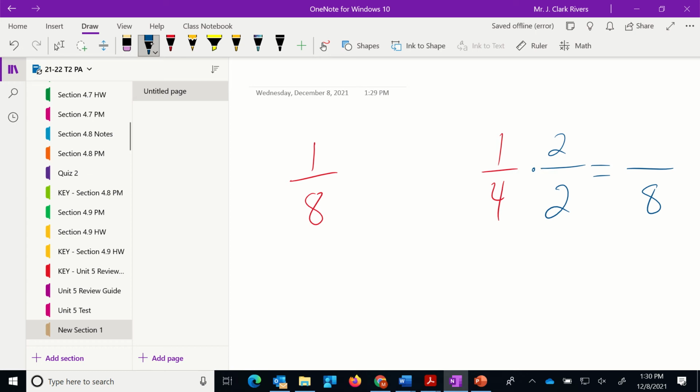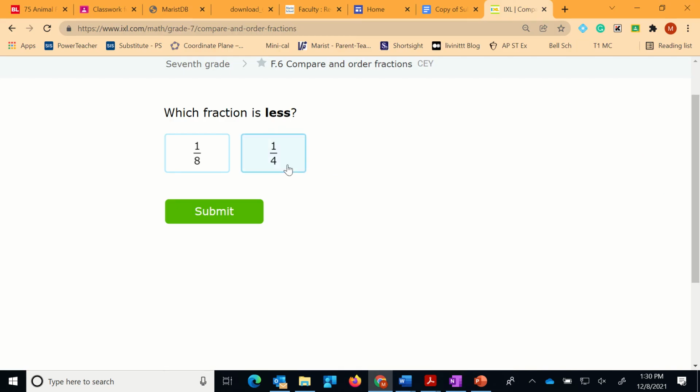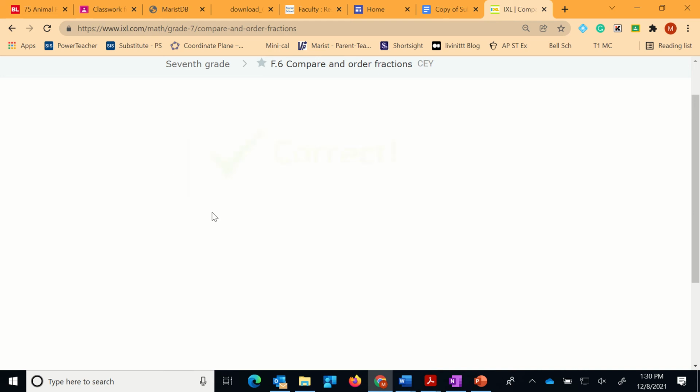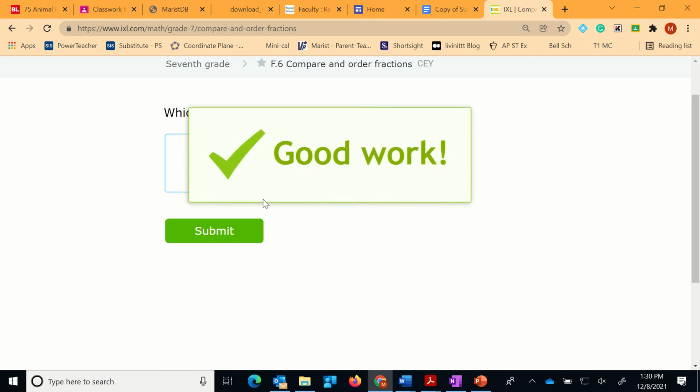I need to put a 2 in the numerator. You might say, how are we allowed to multiply by 2 over 2? Well, what is 2 over 2? It's 1. Multiplying by 1 changes nothing. So 1 times 2 is 2. So we're comparing 1/8 and 2/8. And obviously 1/8 is less than 2/8. So back over here, which one's less? 1/8 is less than 2/8. Which fraction is greater? Same denominator, higher numerator, 8/11 is greater.